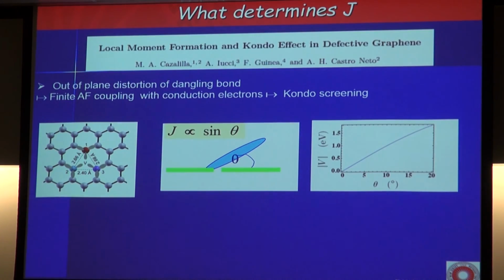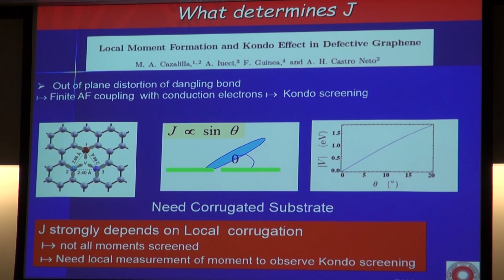So what's going on? It turns out that if you take the sigma orbital out of the plane, you do get coupling, which is proportional to the projection of the sigma electron onto the pi electron. And the coupling goes like this as a function of angle. So if you're able to tilt your sigma orbital out of the plane, you can actually induce Kondo screening of the moment in the sigma orbital. So if you have a corrugated substrate, then at every position this angle will be different. So every vacancy would see a different J. Therefore, you really need a local measurement to discern this physics.